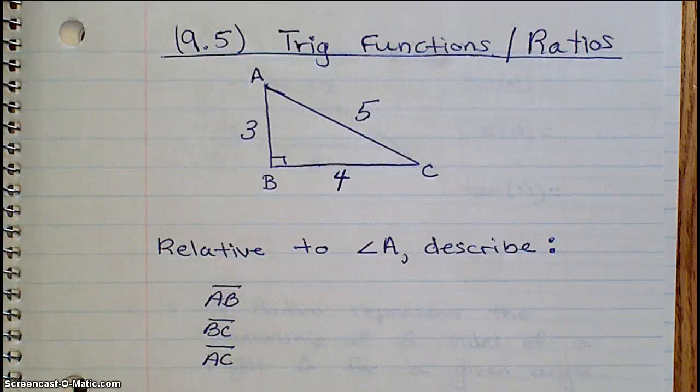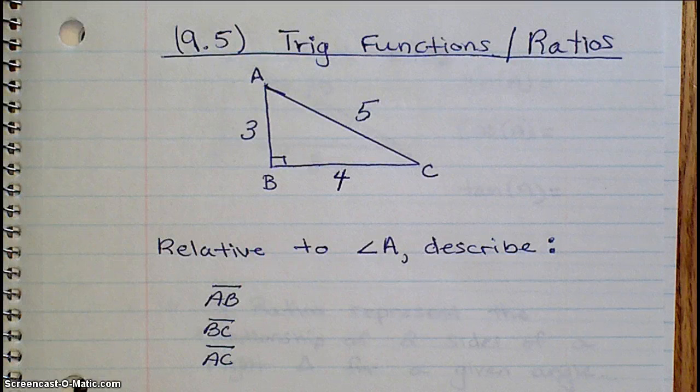Hey guys, this video goes along with section 9.5, which is about trig ratios. We use trig ratios to figure out missing side lengths of a right triangle if we're only given one. We could also use trig ratios to help us figure out angles of a right triangle, and that will come later on in one of the next videos.